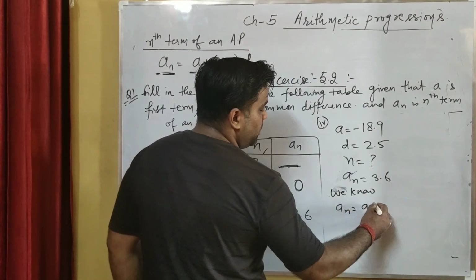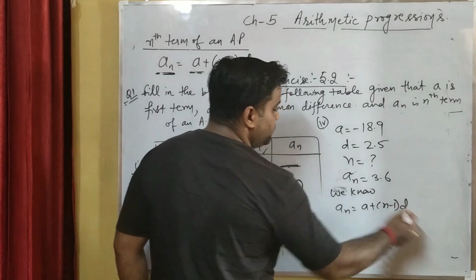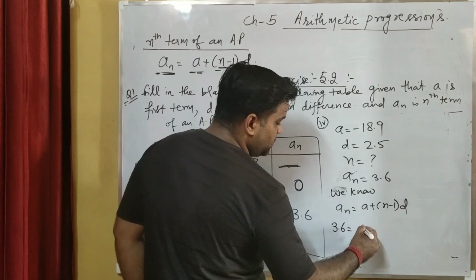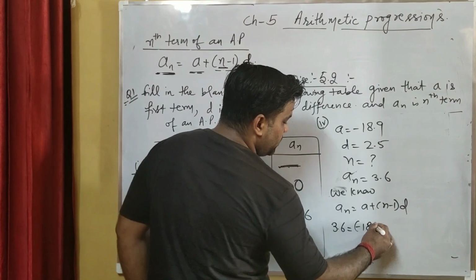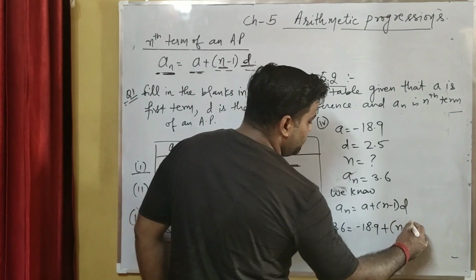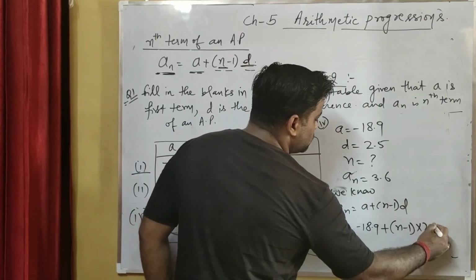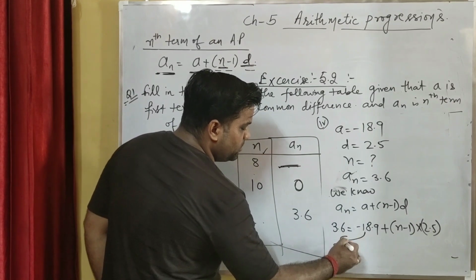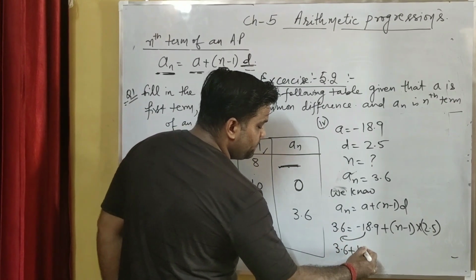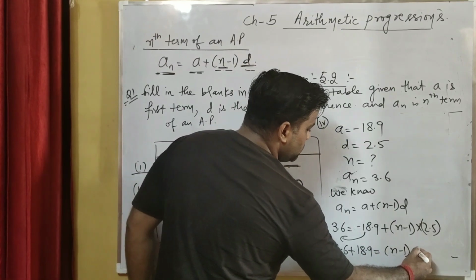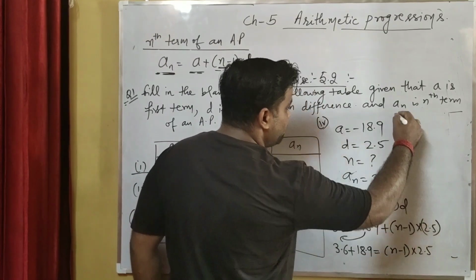An equal to A plus n minus 1 into D. So here An is 3.6, A is minus 18.9, plus n minus 1, where n is not given, and D is given as 2.5. Here on solving, we take it across, so it is positive, equal to n minus 1 into 2.5.